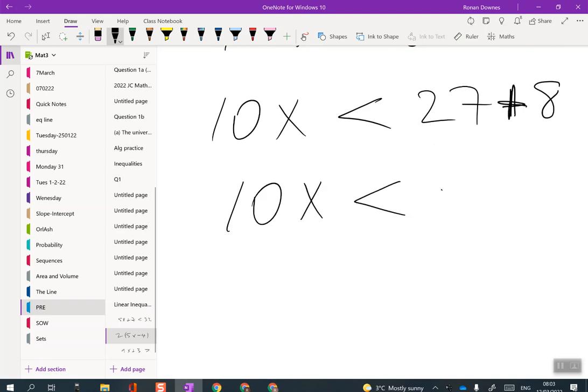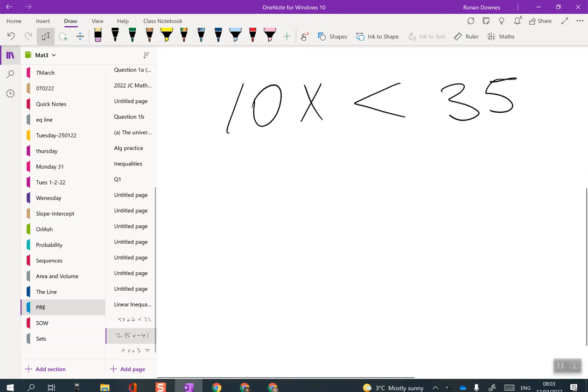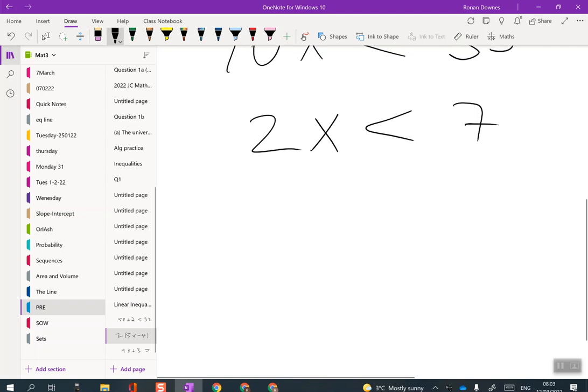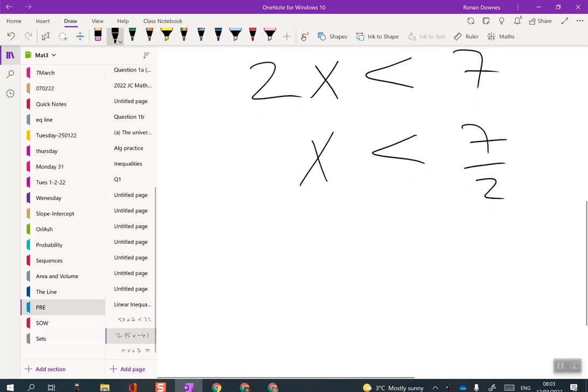Adding them carefully. Dividing by 10. Now you could, if you want to be really cool, divide by 5 first, and then divide by 2. But either way, that's what 35 over 10 would have ended up looking like.